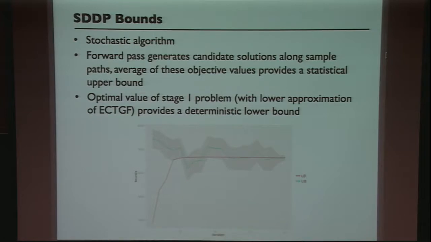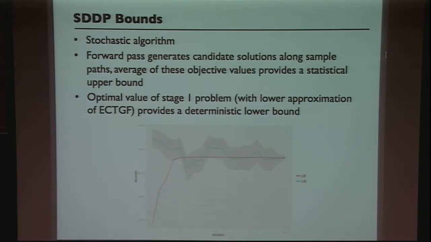So this is where the sample average comes in. The forward pass gives you an unbiased estimator of an upper bound on the true optimal value. I wanted to write that down, but we'll skip it because we're running out of time. The forward pass generates candidate solutions along sample paths. The average of these objective values provides a statistical upper bound. So it is a statistical upper bound, and you can get confidence intervals by looking at the variances and so on. So these are the bounds in each iteration: the upper bound is stochastic.